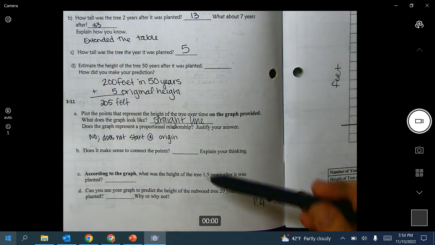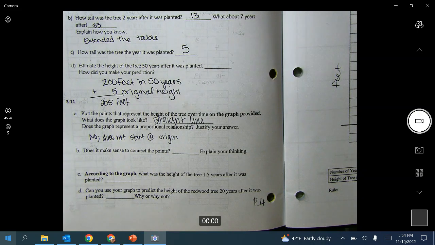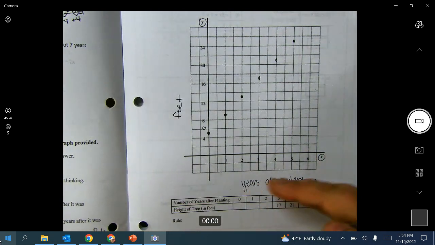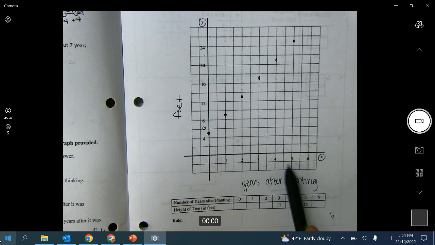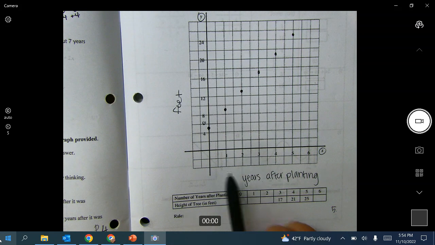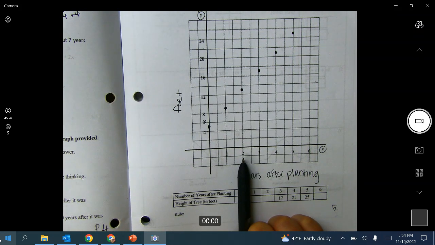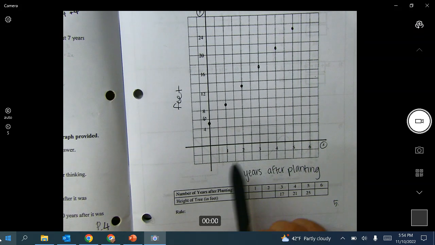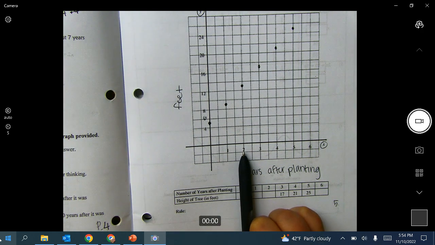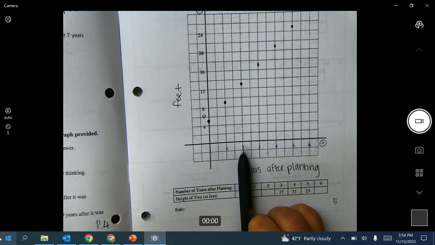All right, now this next one, it says doesn't make sense to connect the points. All right, so when we're thinking about whether or not it makes sense to connect points, we have to think about what's happening in between these values down here. Okay, so in between 1 year after being planted and 2 years after being planted, what's happening to the tree? Is it staying at 9 feet tall until through the 365th day when it just sprouts up another 4 feet? No, right? The tree is going to be consistently growing throughout that year.